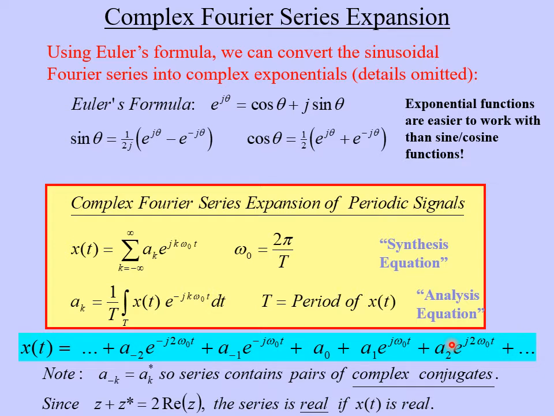Now, one of the nice things about complex conjugate pairs is if you add them together, for example, if you add any complex number z to its complex conjugate, z star, you get 2 times the real part of z. In other words, it's no longer complex or imaginary. It becomes a real number. So this series here, even though it's composed of a whole bunch of complex terms, it's actually a real series.